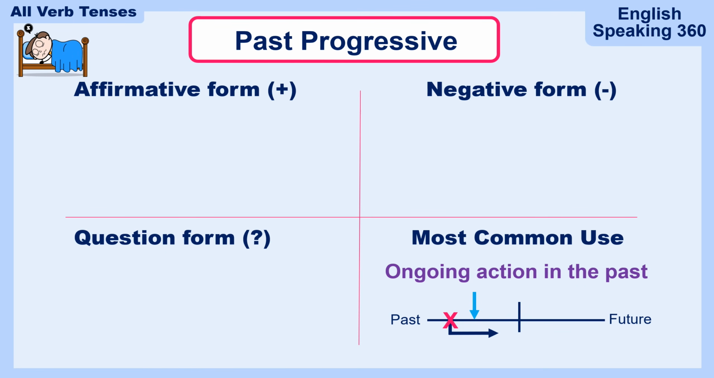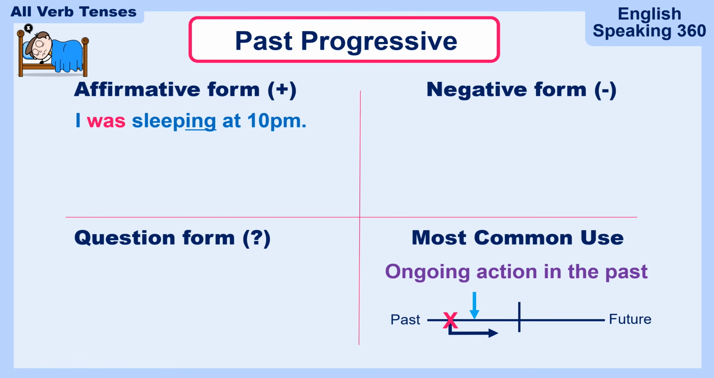Past progressive. The most common use of the past progressive is for an ongoing action in the past. So you see in the diagram, it's very, very clear. Now let me give you an example. I was sleeping at 10 p.m. So here you see the sleeping started in the past and it's ongoing, and the light blue arrow is 10 p.m. at night. So I was sleeping at 10 p.m.